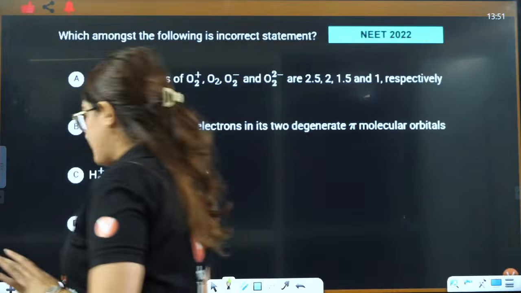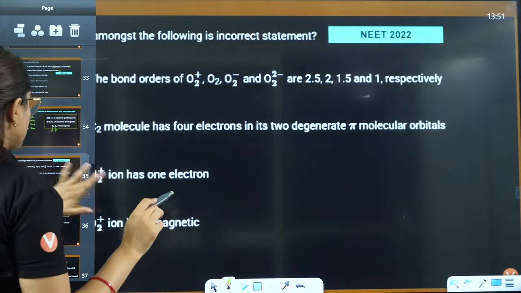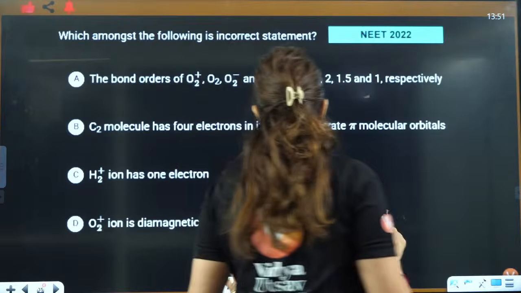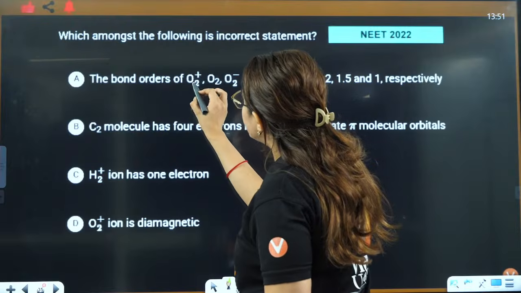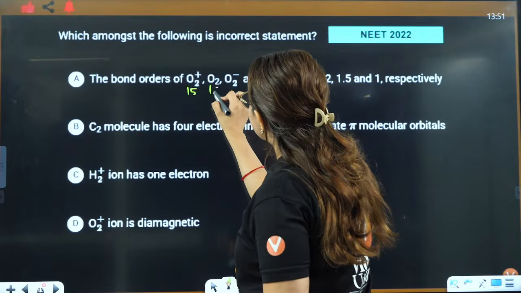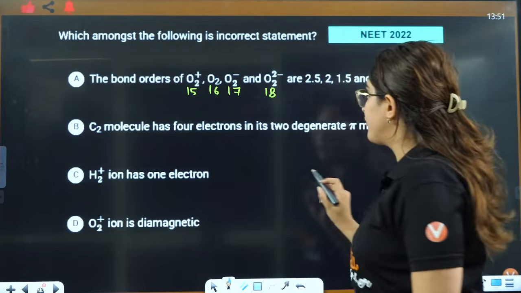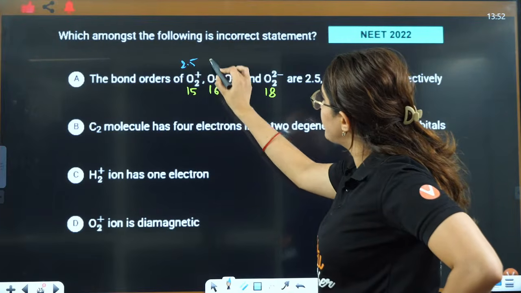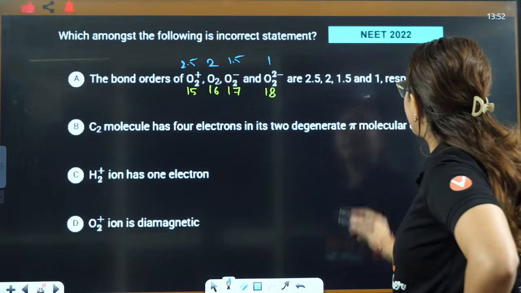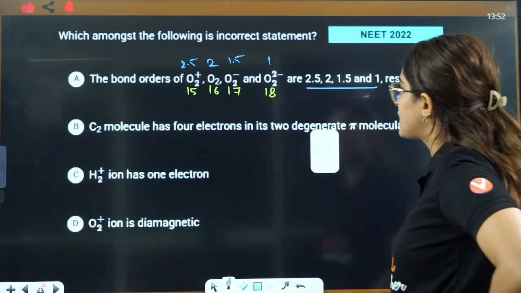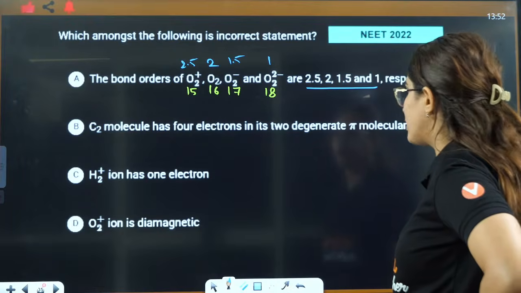Let's see guys, you don't even have to do this, I'll just tell you directly. Which amongst the following is an incorrect statement? If you see the bond orders of these, just calculate the electrons here. It is 16 minus 1, 15. This is 16. This is 17. This is 18. 14 means 3. 15 means 2.5. 16 means 2. 17 means 1.5. This means 1. 2.5 to 1.5 to 1, that is absolutely correct. C2 molecule has 4 electrons in 2 degenerate pi molecular orbitals.